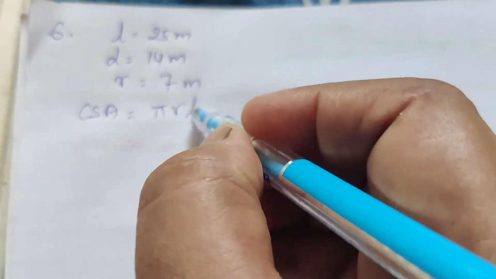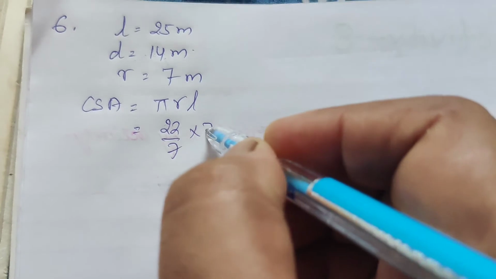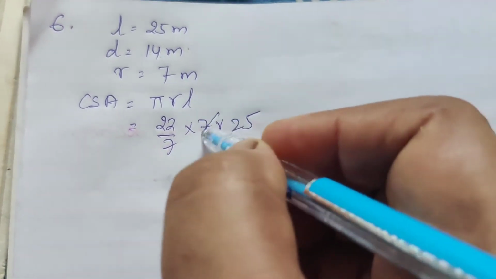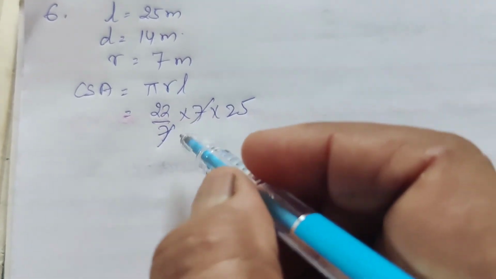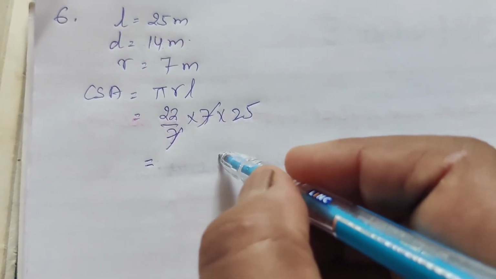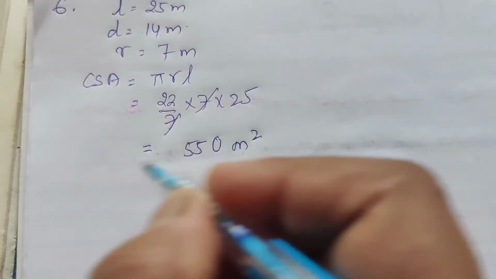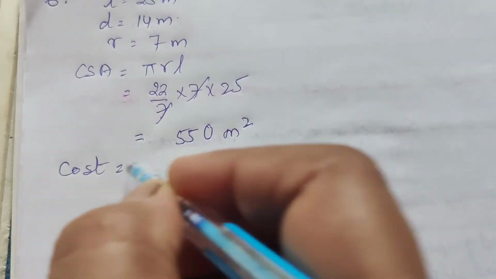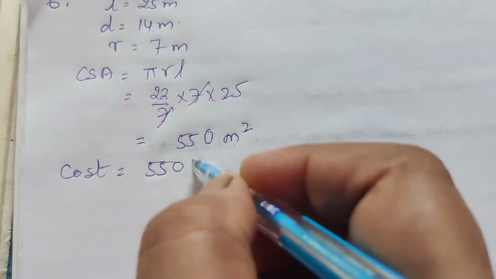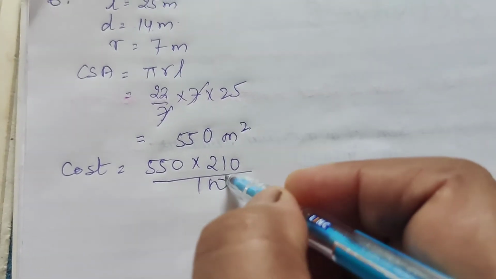Then find the CSA. CSA of tomb, pi r L. Pi is 22 by 7. Radius is 7. L is 25. Now cancel this and multiply 22 into 25. 25 2s are 50. 550 meter square. Now cost equals 550 into 210 per 100 meter square.